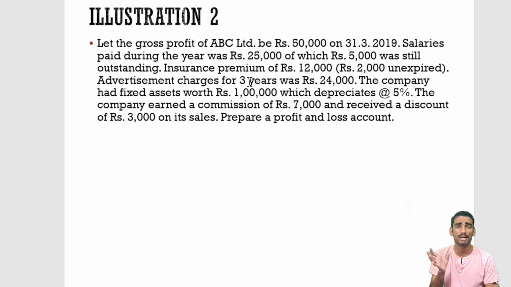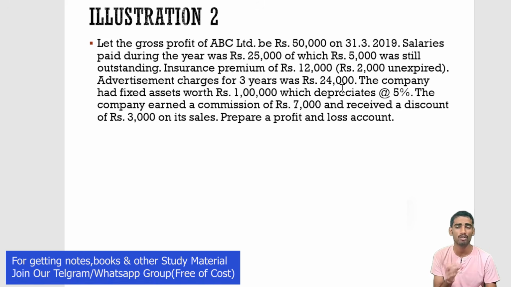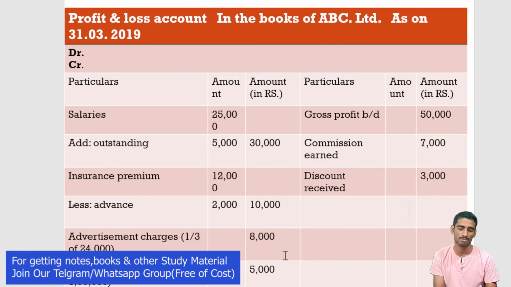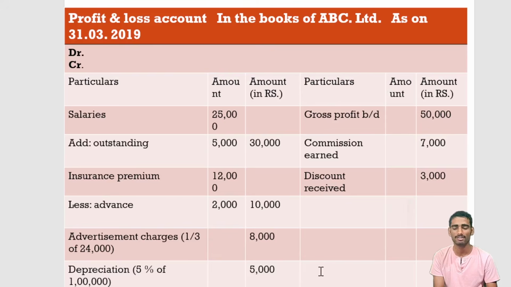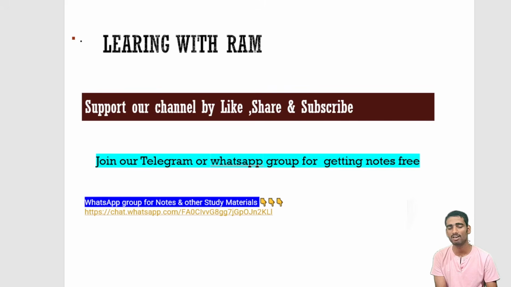For per year. Because when do you have to make the trading account and the profit and loss account? For 1 year. So if it is 24,000 for 3 years, then for 1 year it will be 24,000 upon 3, that will be 8,000. So similarly you will get the values, and after that you will get the final sheet. So this is the complete lecture of the trading account.